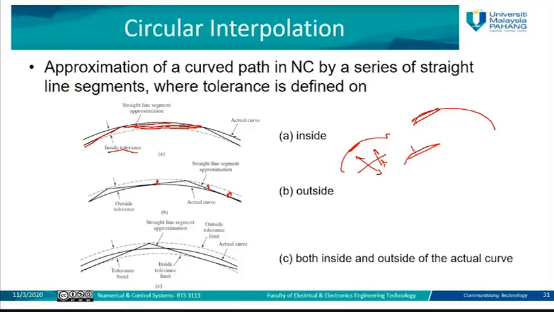So the difference between these 2 points, if this point, for example, is at 2.1, and this one is at 2.09, for example, the difference will be like 0.01. This we call the tolerance, the difference between the actual curve and the curve represented by the interpolator using the lines.